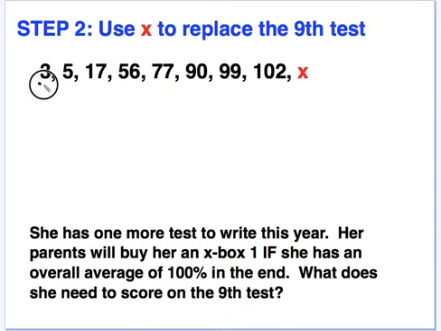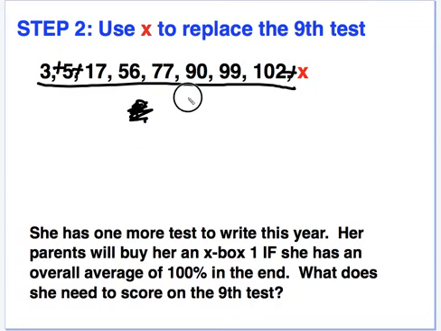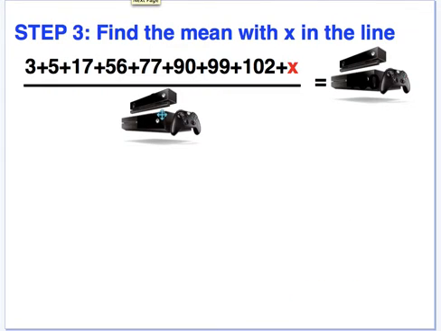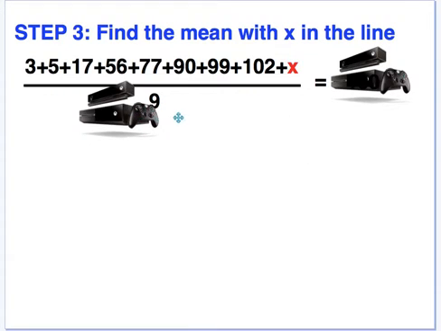Just like before, if you wanted to find the mean of these numbers, you would add them and then divide by the number of numbers, which is 8. Well, it's no different if you're adding an x. You can still have an x on the line, but instead of dividing by 8, you divide by 9. So look at something like this. I'll pull away the Xbox One, and you can see, there we go, 9.